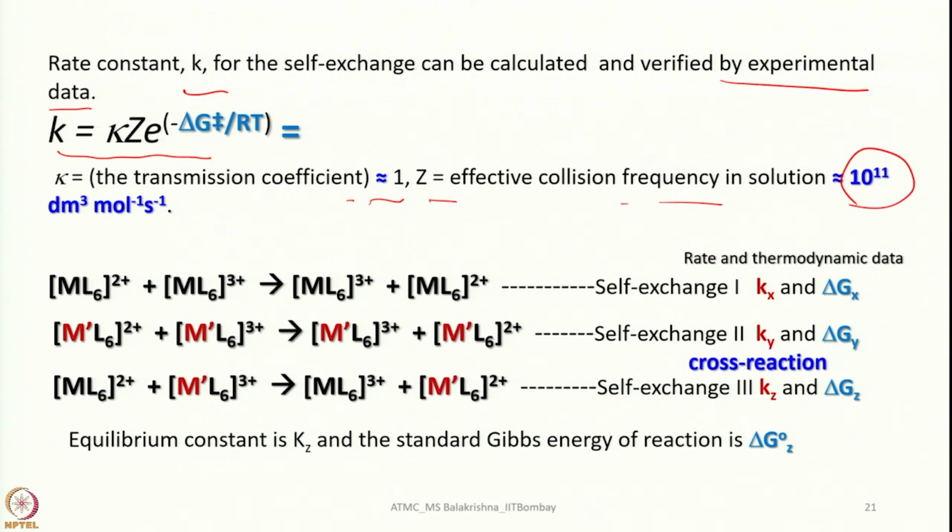Now, the rate and thermodynamic data are given by kx and ΔGx for self exchange reaction 1, and ky and ΔGy for self exchange reaction 2, and for the cross reaction the corresponding rate is kz and the thermodynamic data is ΔGz. The equilibrium constant is Kz, and the standard Gibbs energy of reaction for this cross reaction is ΔG° z here. So now we have defined all the terms involved in this equation.